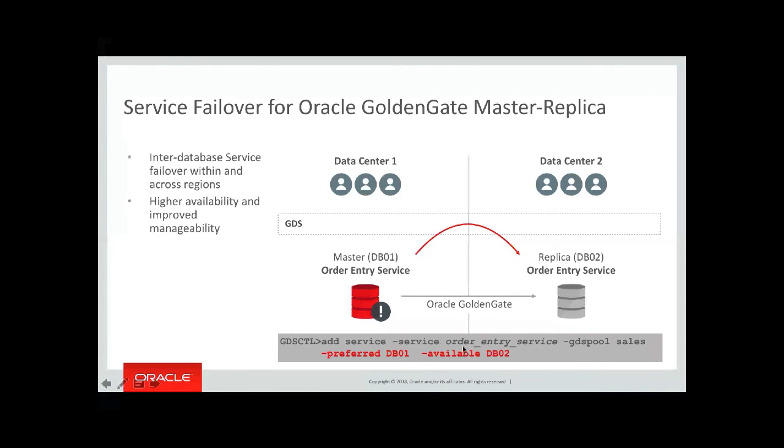I'll say add service, define my service name. Here is my pool. My preferred is DB01, available is DB02. Right? So with simple setting of the attributes preferred and available, you get the behavior of service failover from one to the other if that database crashes. This is for the service failover in the case of GoldenGate master and replica.